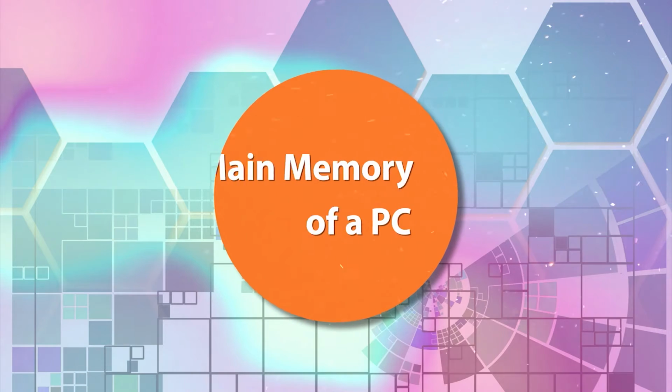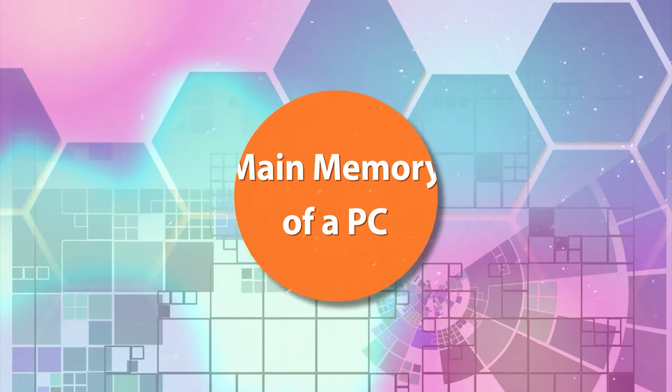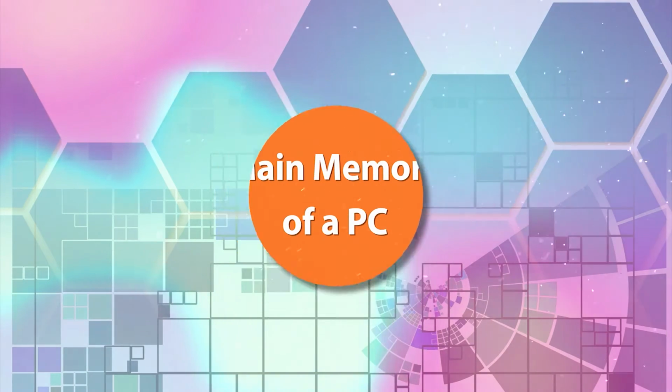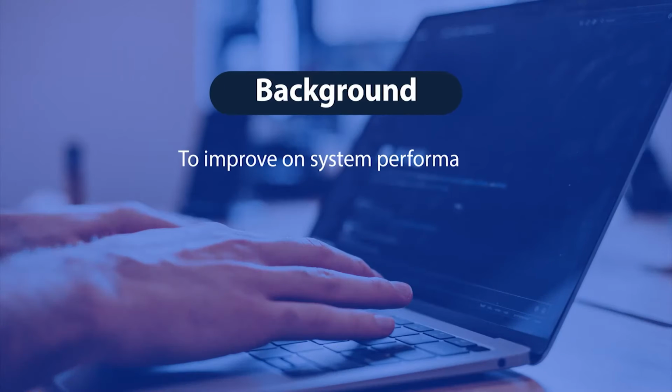Today's topic is the main memory of a PC. In the previous unit, we discussed the memory hierarchy. In that hierarchy, we tried to understand that there are different devices, and these devices have their own importance based on their speed, their cost, or how we access them.